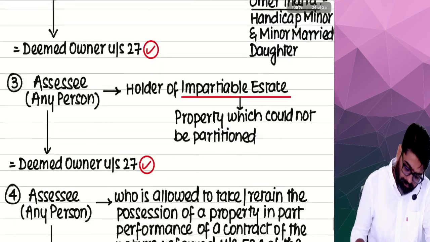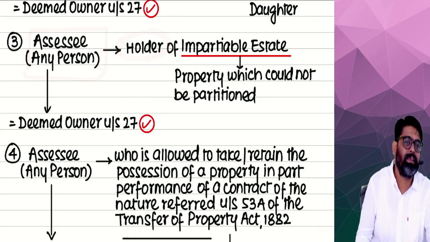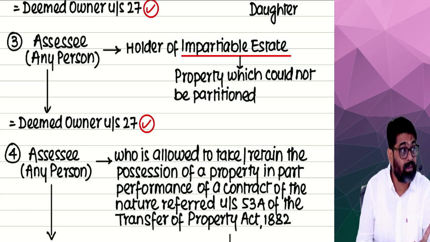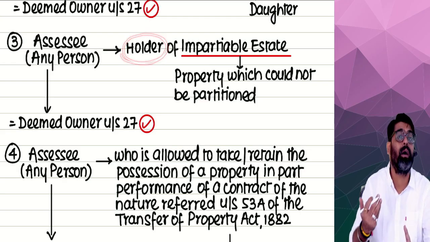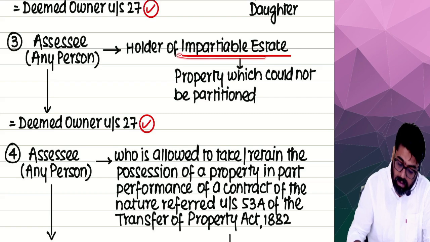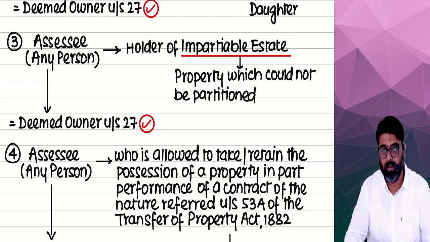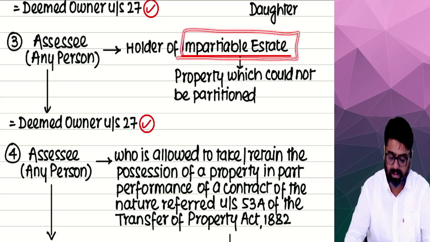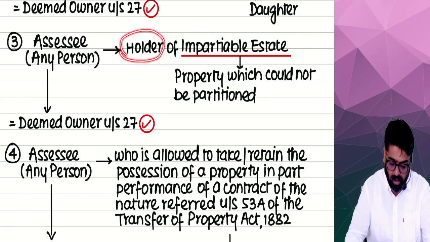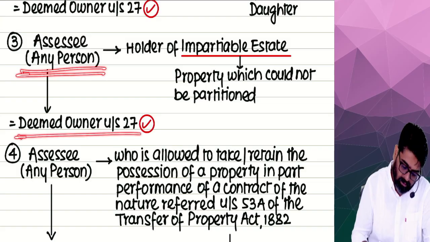Yes or no? So, the third case is where the assessee is the holder. He just holds. He's not the owner. He's not the legal owner. The assessee just holds an asset, any property, but that property was impartable estate. So there is a building, there is a property. That property is impartable estate, and you are just the holder of that property. You are not the legal owner of that property. You are just the holder. So even if you are the holder of that impartable estate, you will be treated as deemed owner.